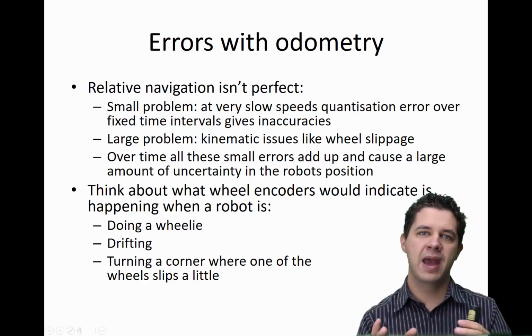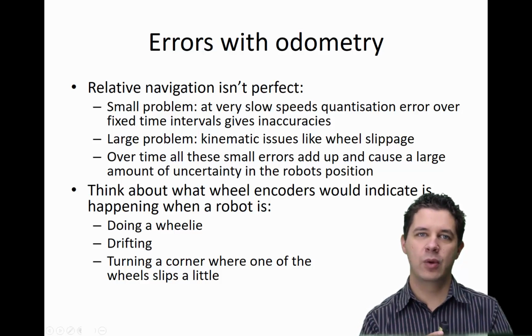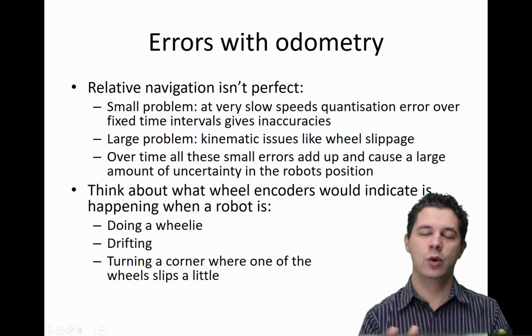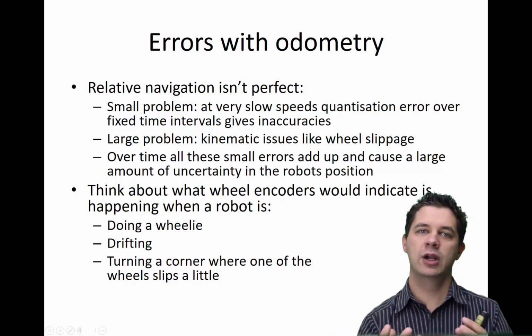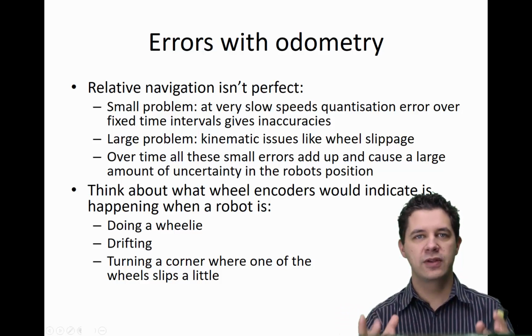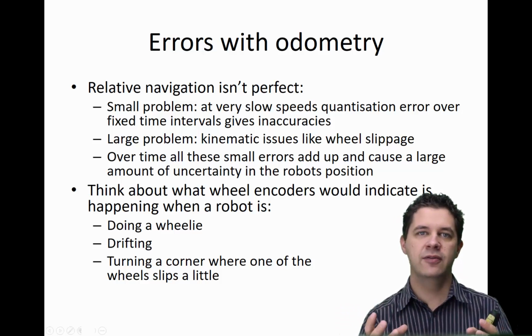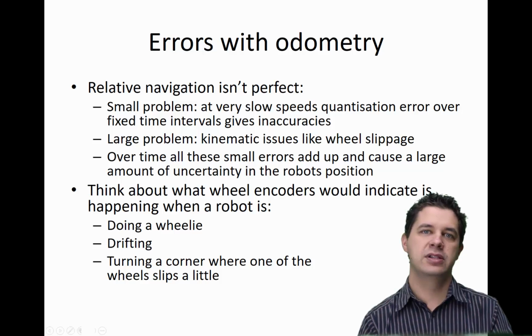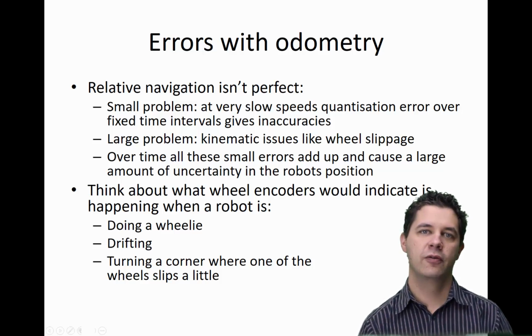And think for a moment about what wheel encoders would be indicating when a robot, for example, is doing a wheelie or is drifting around a corner or turning a corner where one of the wheels slips a little bit. All of these sorts of issues will result in significant inaccuracies when we're using odometry for our navigation, for our relative navigation.